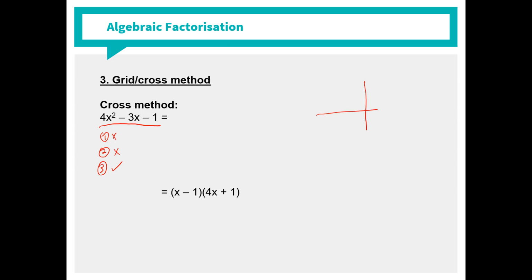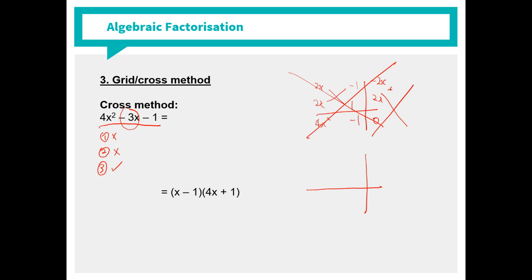So how do we get 4x squared? Can we do 2x and 2x? And for this one we get negative 1 and 1, because negative 1 and 1 is the only way to form negative 1. This gives 4x squared and negative 1. Let's cross multiply. We get negative 2x and 2x. We add them up and get 0, which is not equal to the middle term. So this is not the case.